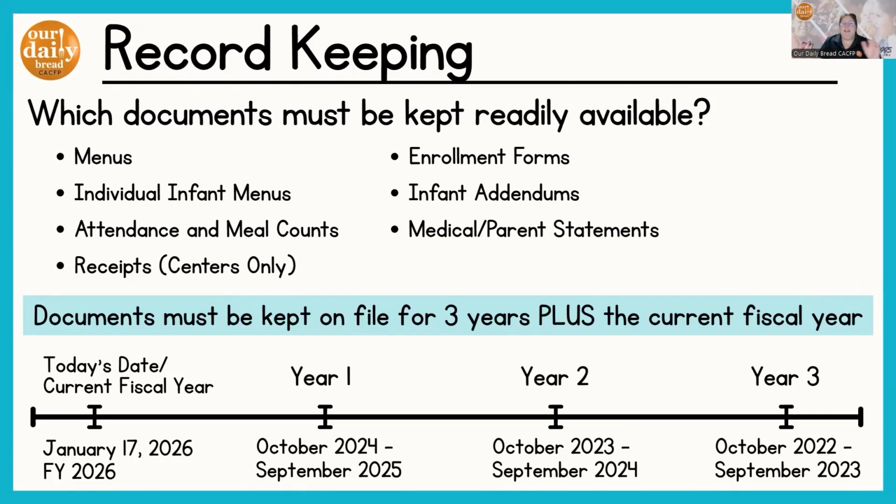A key thing to remember is documents must be kept on file for 3 years plus the current fiscal year. So if we're going to use today's date, we'll just say June 2026. That is in the fiscal year 2026. So we're going to need all the documents from October 2022 all the way up to what we have now in order to be compliant with that.